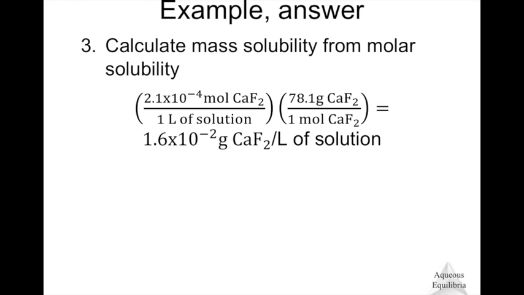But they asked us to calculate the mass solubility. So we know 2.1 times 10 to the minus 4 moles of calcium fluoride per liter, and we just convert that to grams. At 78.1 grams per mole, that is 1.6 times 10 to the minus 2 grams of calcium fluoride per liter of solution, and that's your mass solubility.